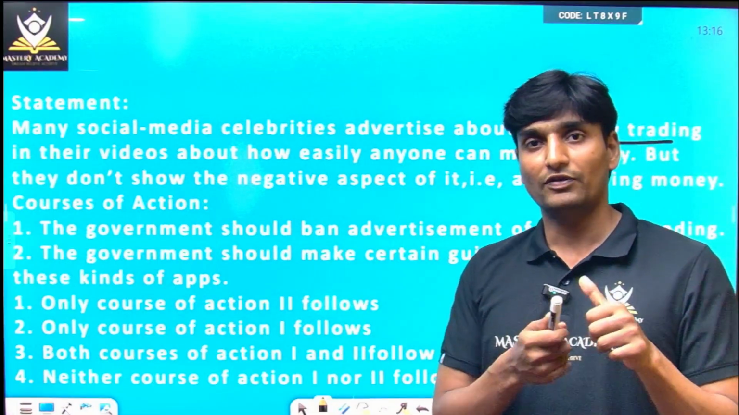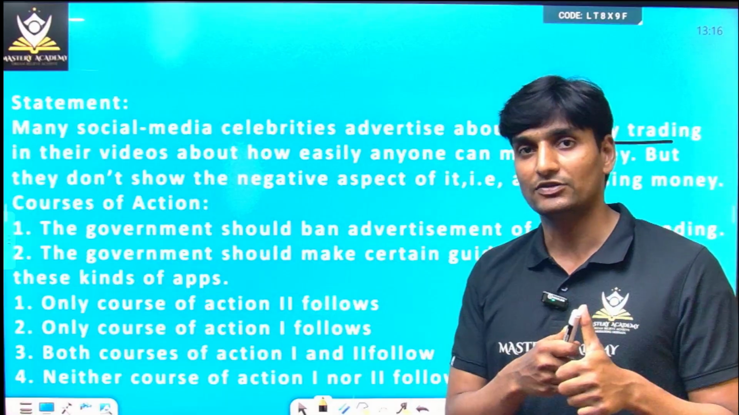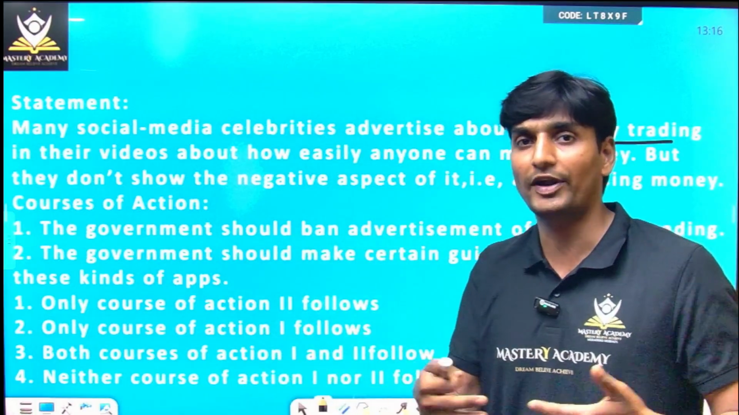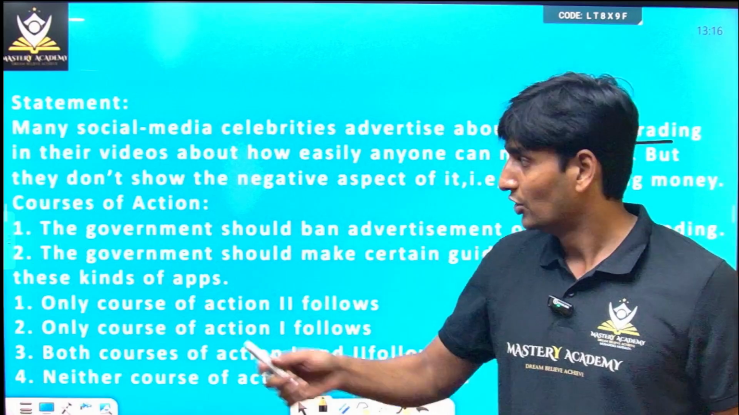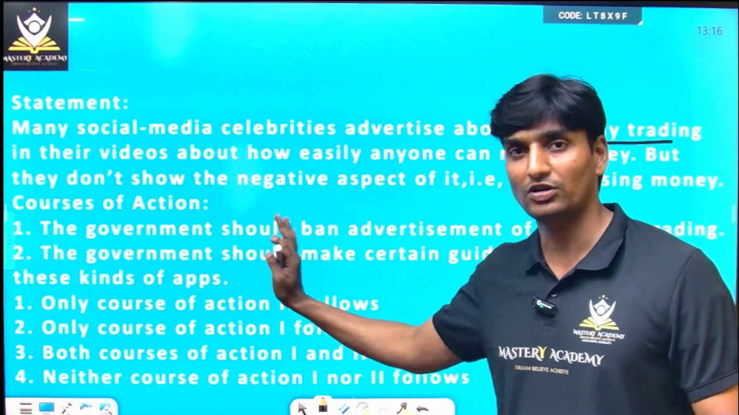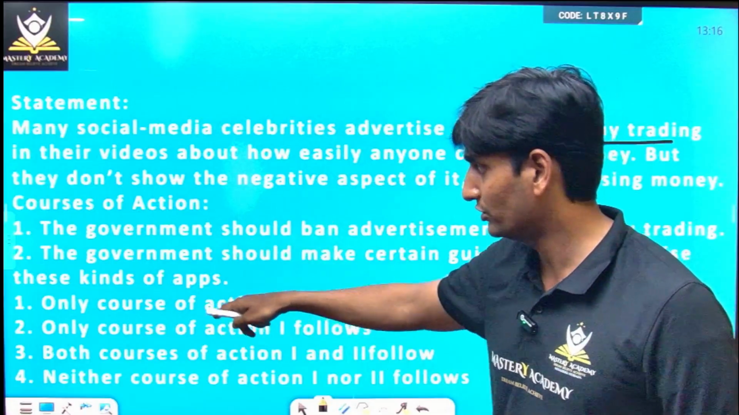Why? Because if in case the government completely bans, then how should the people come to know about the new deals and the new factors that are into consideration? So statement 1 does not completely fit in. Partially it might, but not completely satisfying. We'll move on to the second one.